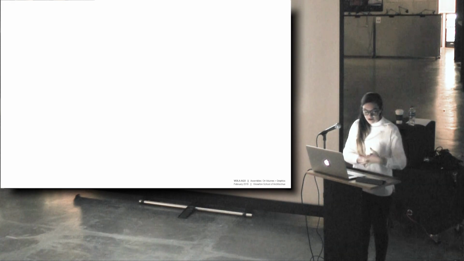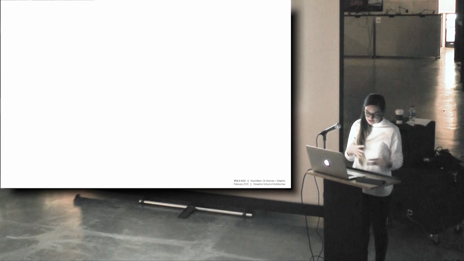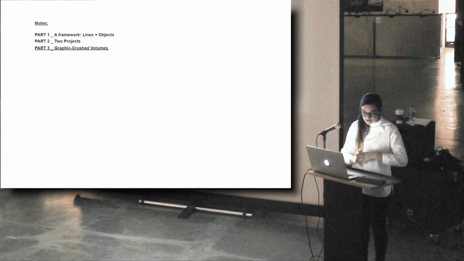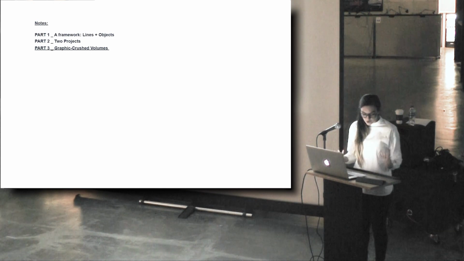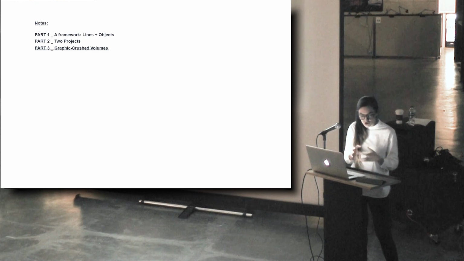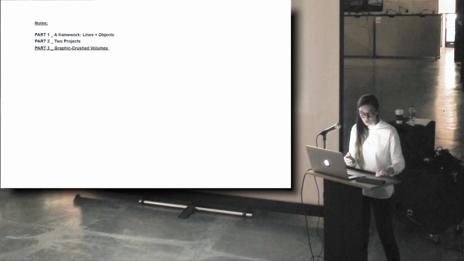Okay. So I talked about what I would call the tectonics of the line in the first part of the lecture, and some more formal and graphic motivations in the second part. In this final part of the talk, I want to conclude with a project that attempts a convergence of these two drivers. How do lines take on graphic roles, and how do those graphics and volumes start to communicate with one another?